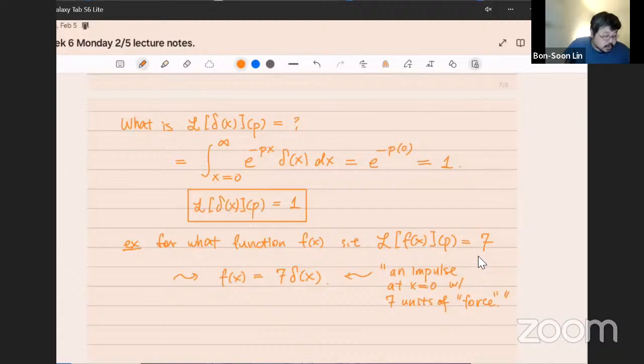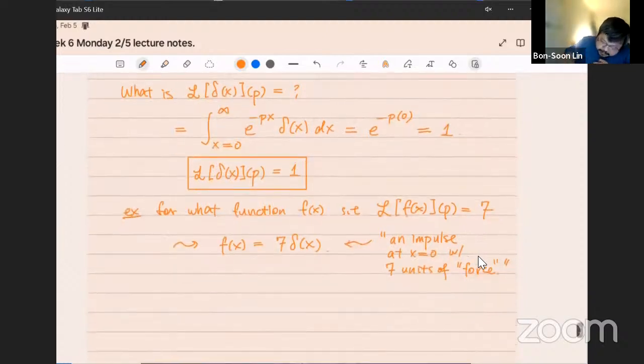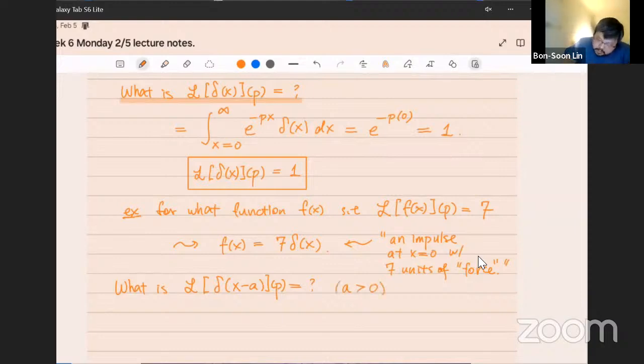Now, you could also, of course, calculate the shift of the Laplace transform of the delta by a. So let's also calculate that. What is the Laplace transform of delta of, say, x minus a? And here I'm going to assume that a is positive. All right. So what would this be? Okay, so let's calculate this.